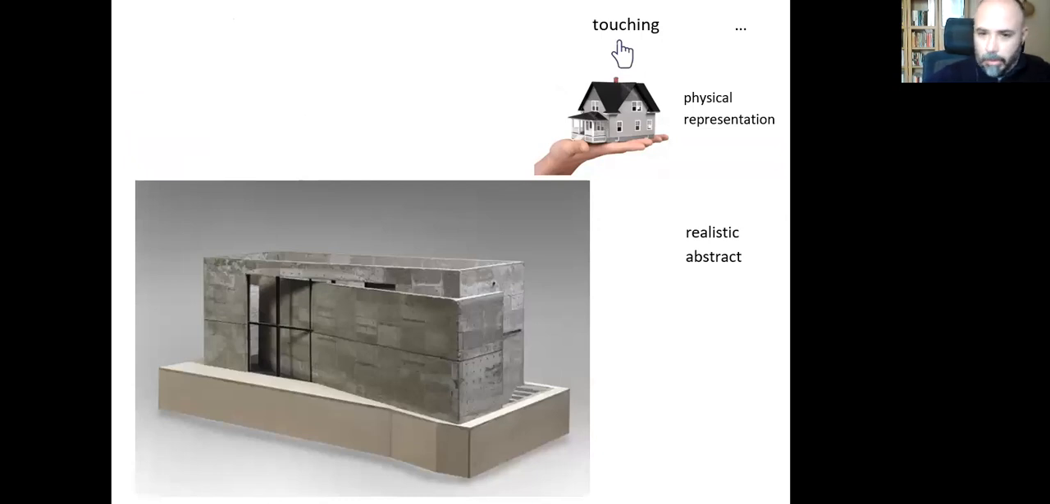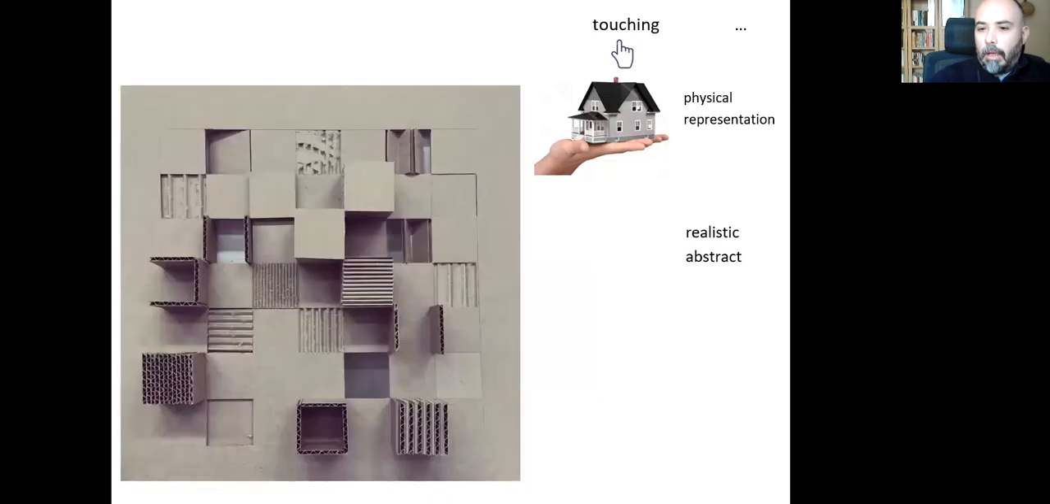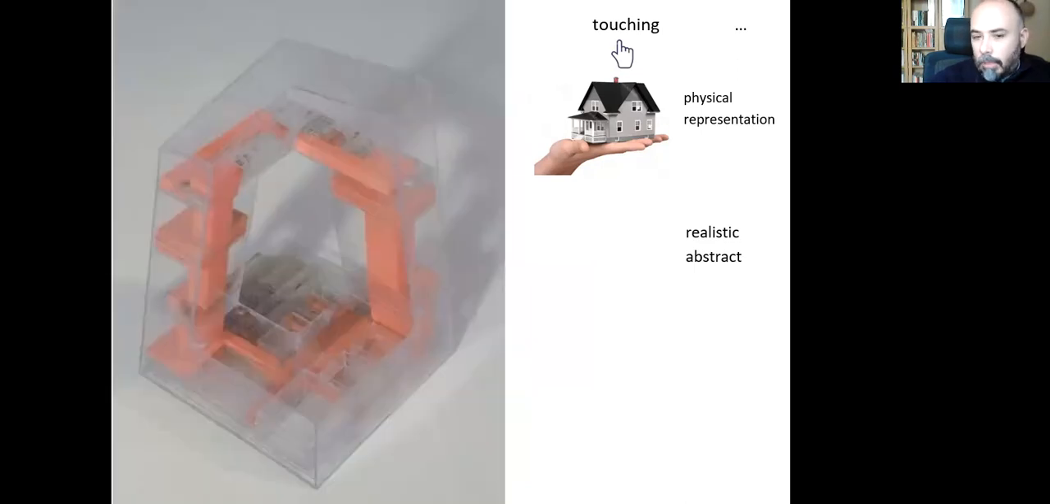When we say realistic models, we are just creating a small scale of this building that we want to design. However, the abstract model can be used to represent something else, maybe the ideas, the thoughts behind this creation, or we can mix and match, use something both realistic and abstract.